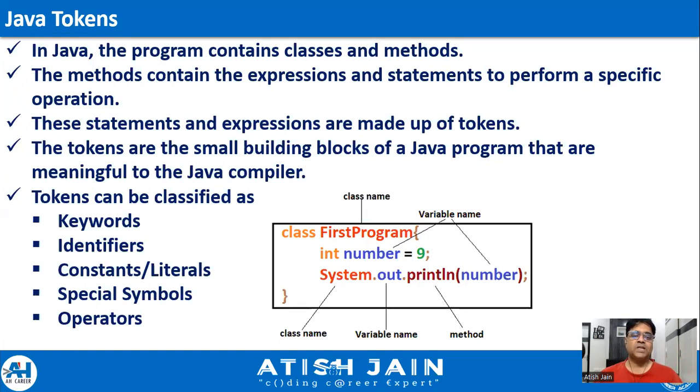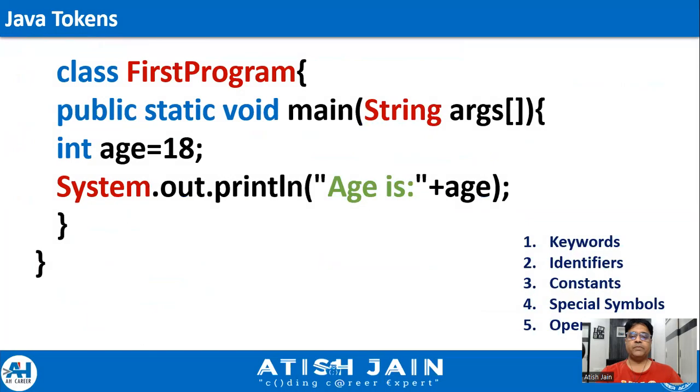So these tokens are classified as keywords, identifiers, constants (or we can say literals), symbols, and operators. When you look at any Java program, it may have 10 lines or 10,000 lines. These lines will have some words, and these words will fall into these five categories only. So if you look at this simple program, let me decode it. Is it clear?